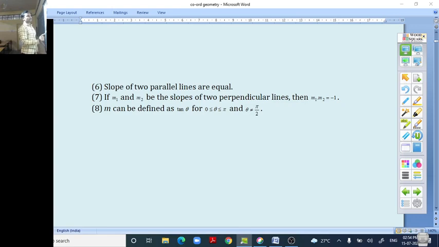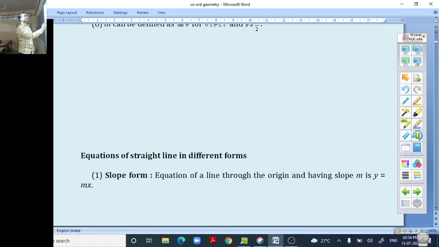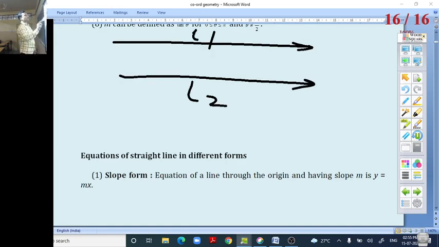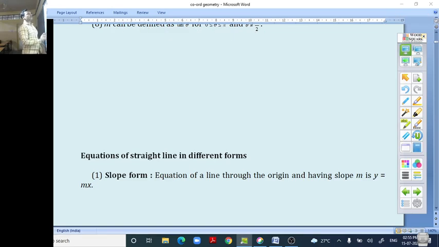Suppose there are two lines, line L1 and line L2. If the line L1 has slope m and the line L2 has the same slope m, then we can say that these two lines are always parallel to each other.